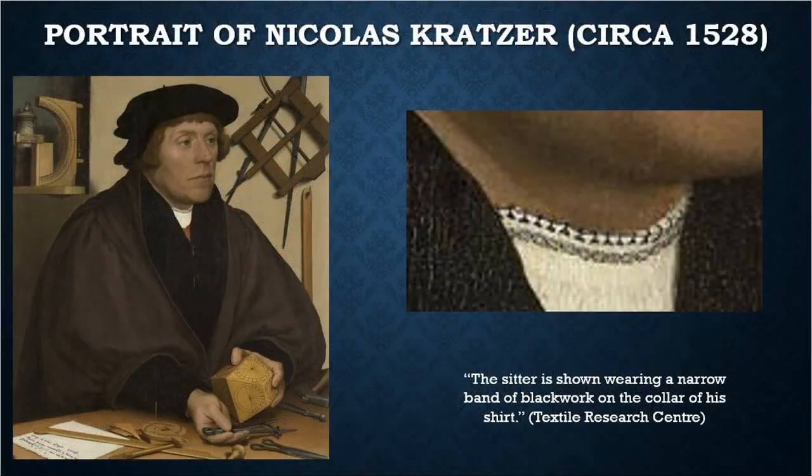Here is a portrait of Nicholas Kratzer, also from 1528. When you zoom in, some museums are better about being able to zoom in and seeing the pattern than other museums. This one still comes out a little grainy, but you can tell that there is blackwork there on the edge, aside from the Textile Research Center confirming that the sitter is shown wearing a narrow band of blackwork on the collar of his shirt.